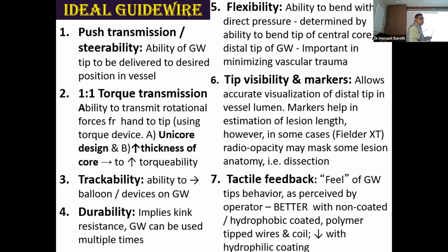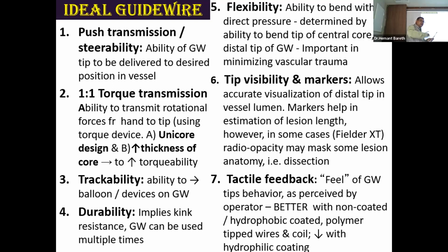How do you achieve this 1:1 torque transmission? By having a unicore design. And I will show you what I mean by the unicore design. It means the core is extending right to the tip. If the core extends right to the tip, it is called a unicore. So a unicore design may help in torque transmission because ultimately you are moving the core. If you are able to move the core and the core reaches till the end, then the end will also move. So unicore design is important, and also the thickness of the core. Because if the core is thick and you move, then the transmission will be there.